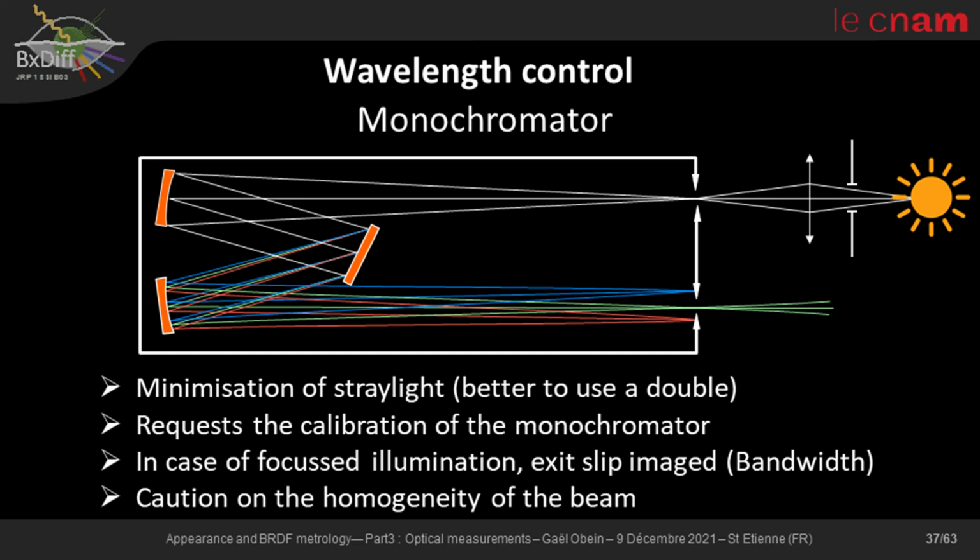So you get the image of the filament on the exit slit, and usually that's what you project on the sample. If you project the filament on the sample, it's completely non-homogeneous. So you need another optical system here to be sure that you project something different. I just say be careful not to forget to do this properly.